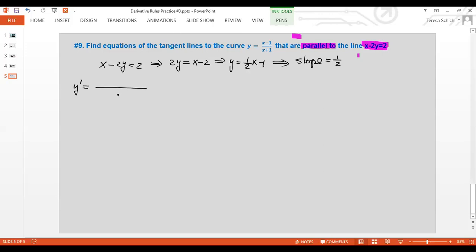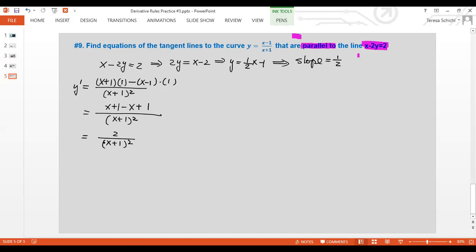So let's take a look at the derivative. So I square the bottom, so it's x plus 1 squared. Hold the bottom and take the derivative of the top, which will be 1. Then minus, hold the top, take the derivative of the bottom. X plus 1 will be 1 also. Right? So here you will have x plus 1 squared, so this is x plus 1 minus x plus 1... so this will be equal to 2 over x plus 1 squared, right? So this is the derivative.